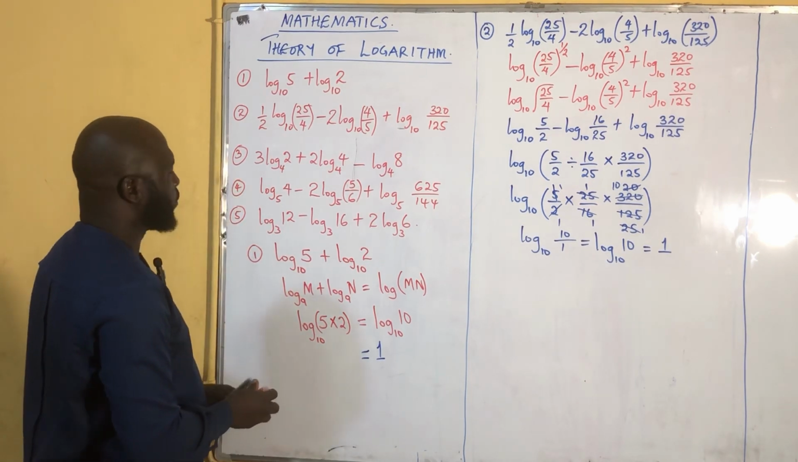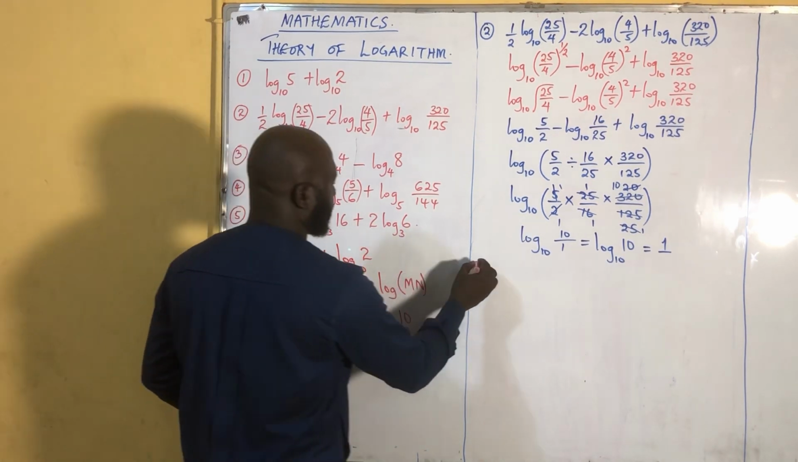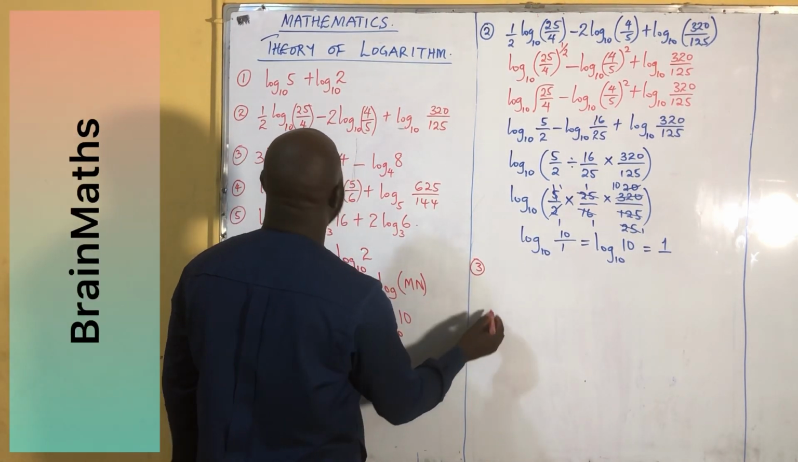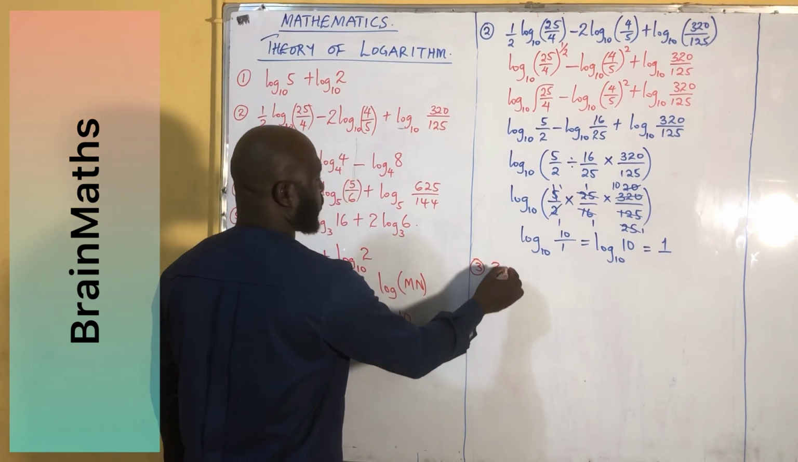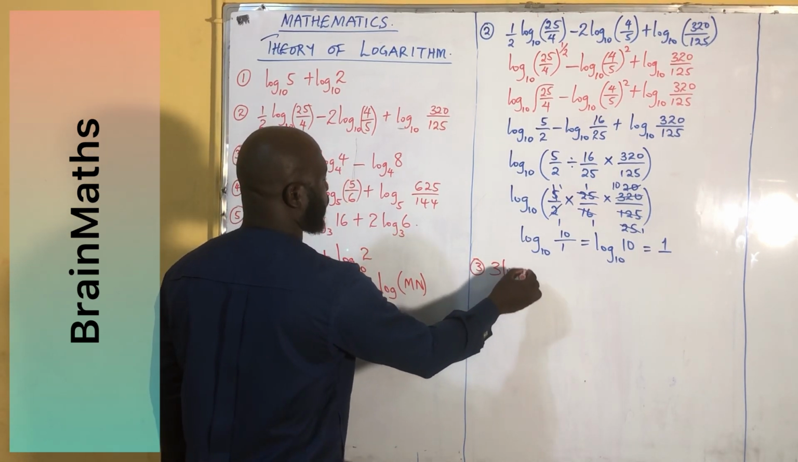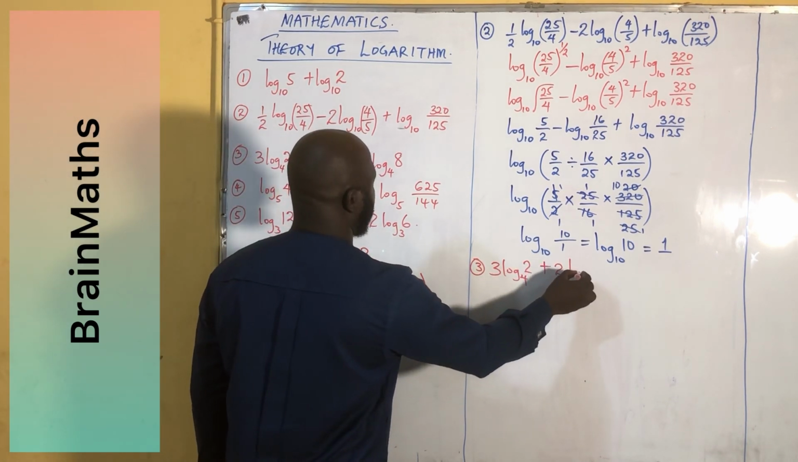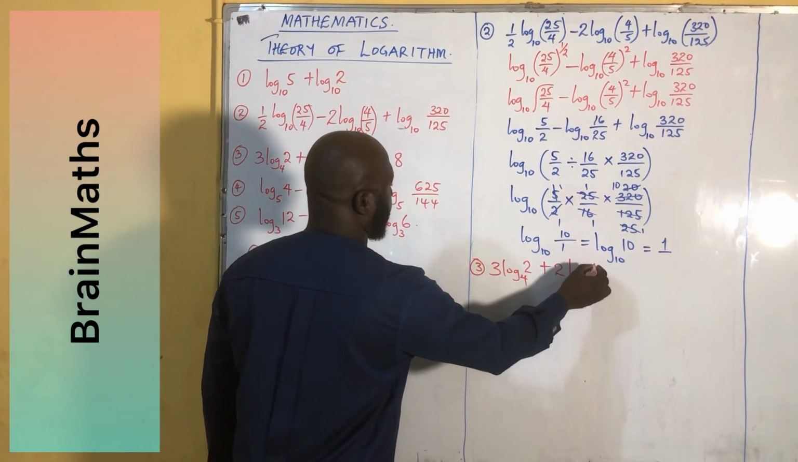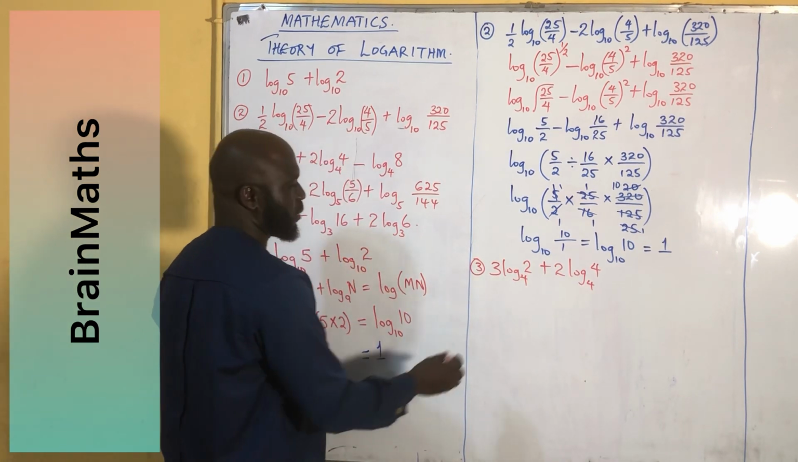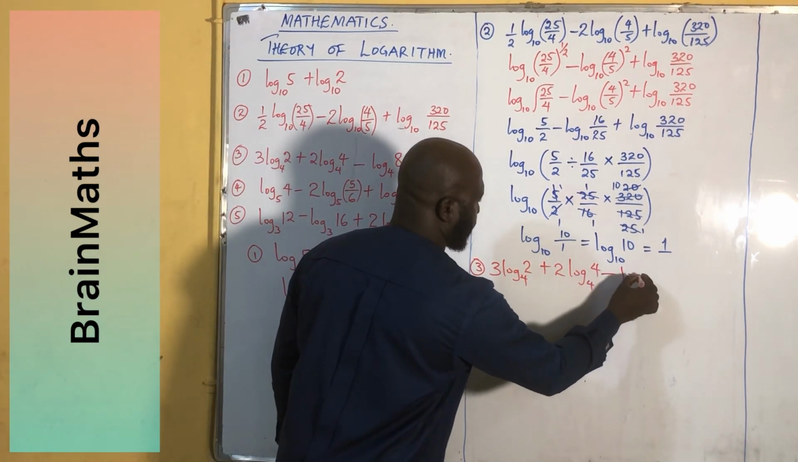Question number 3 says logarithm 3 log 4 of 2 plus 2 log 4 of 4 minus log 4 of 8.